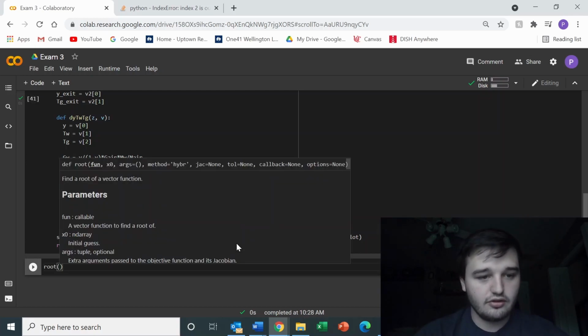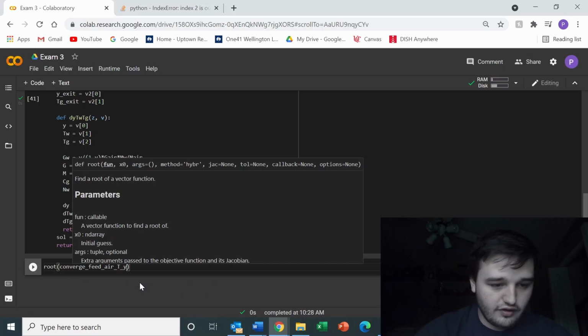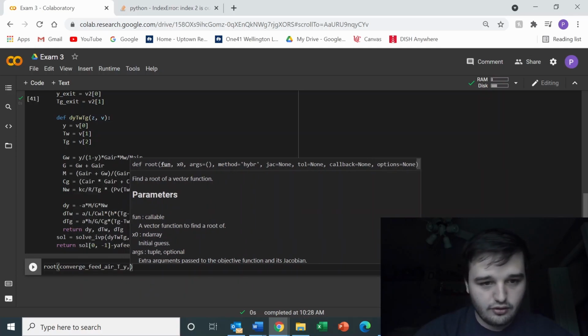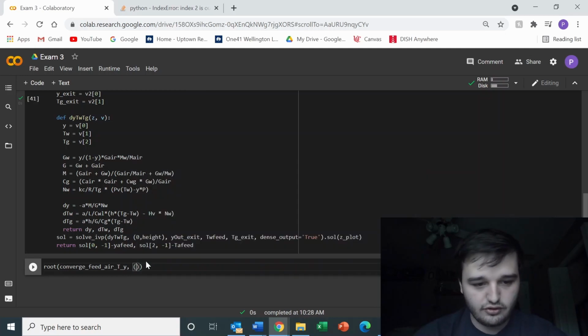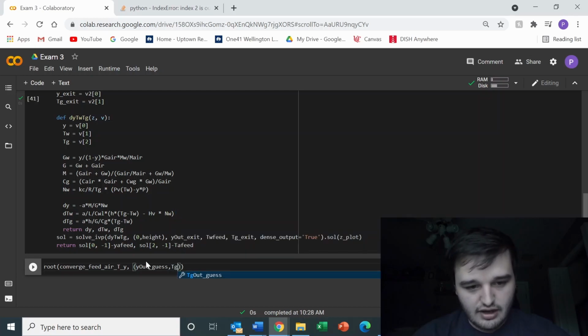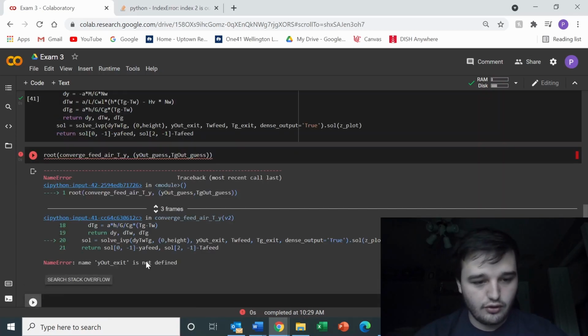Again, let's look at the arguments for root. We need a function, and the function that we're going to be converging to is the converge function that we made up above. Now we need x0, which are our initial guesses that we had before. These are where the initial guesses come in for the mole fraction of water and the temperature of the gas. So we have y out guess and the temperature of the gas out guess. So we have our two guesses, and if we run the root solver, it should converge.